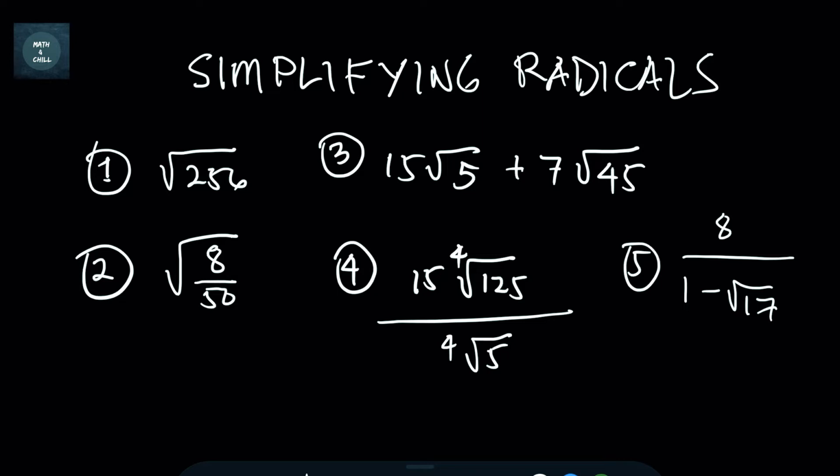Let's continue our discussion on radicals. Today we have here some examples of radical expressions that we are going to simplify. So let's have example number 1. What is the square root of 256? Square root of 256.